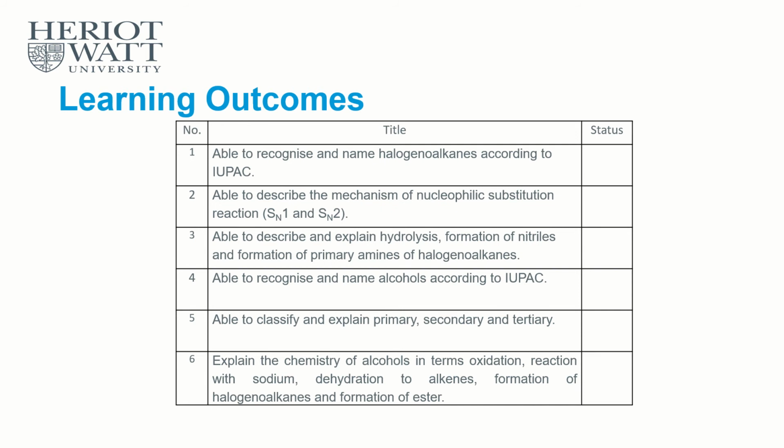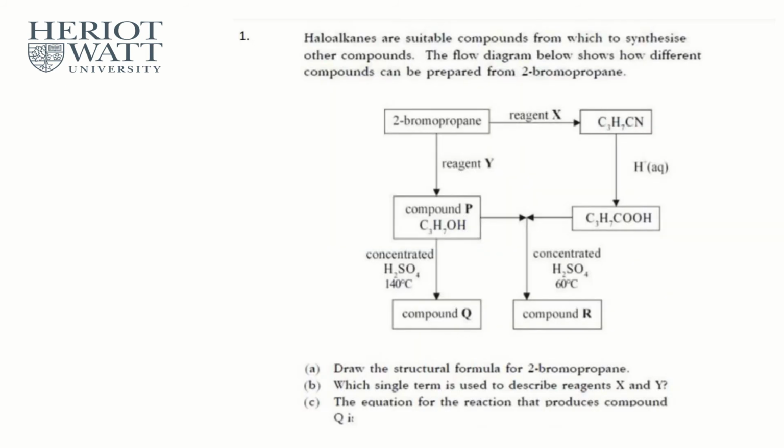Next, you must be able to classify and explain what is a primary, secondary, and tertiary alcohol, because these will explain its chemical behavior when it reacts with an oxidizing agent, reactions with sodium, dehydration to alkenes, formation of halogenoalkanes, and formation of esters. Right?